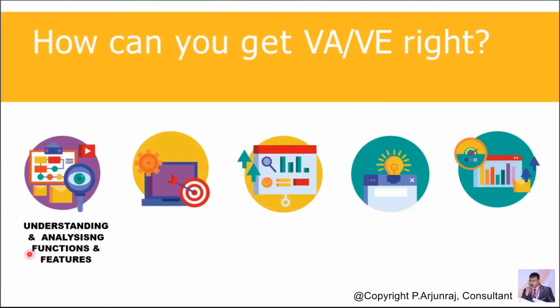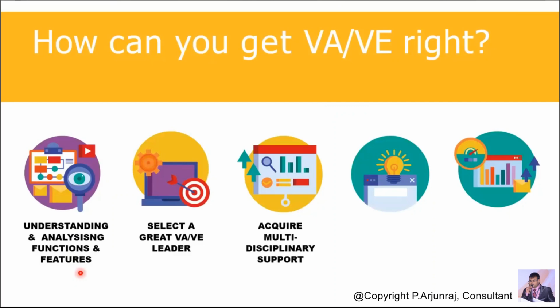Function is nothing but the main purpose, the main intent: what does it do, what must it do, what else will it do. And then you need to understand the features. You need to select a great VAVE leader, value analysis, value engineering leader. You should acquire multidisciplinary support, as I said initially. You should generate a lot of ideas through functions again. You need to execute it.